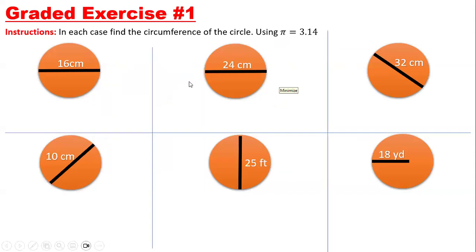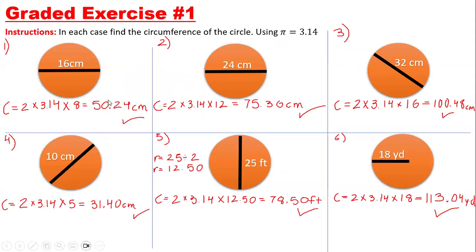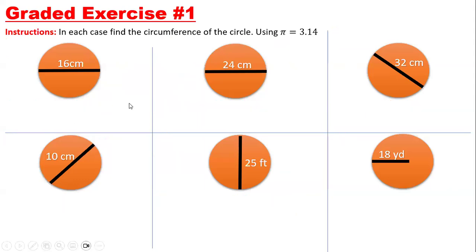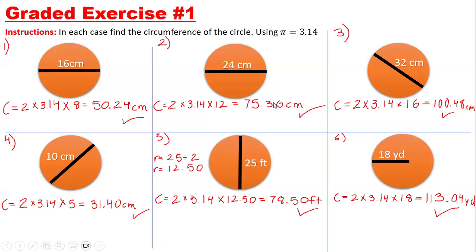All right, so let's go over these questions. What did y'all get for number one? I got 50.24. I got 50.24 too. What did y'all get for number two? 75.36 centimeters. I got that too. 75.36. What do we have for number three?